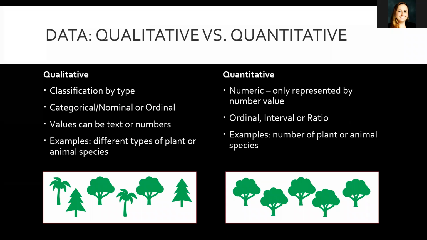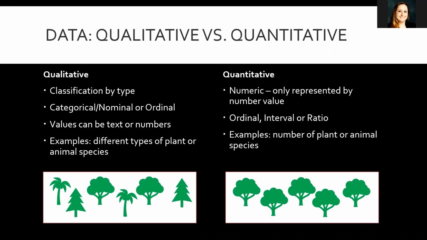Statistical data can be broken into two categories, qualitative and quantitative. Qualitative data is data that is classified as a name or object type, like a state or city name, or things like land cover. In the slide example, the qualitative data is the tree type, including palm trees, pine trees, and oak trees. Quantitative data, on the other hand, is numeric. It can only be represented by a number. In the slide example, the quantitative data is the number of oak trees.